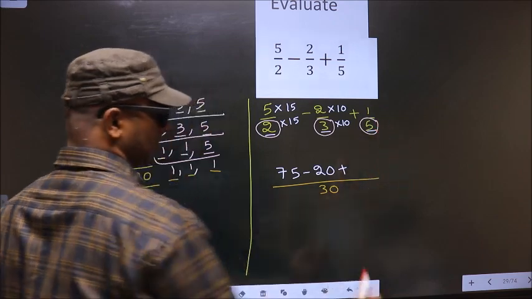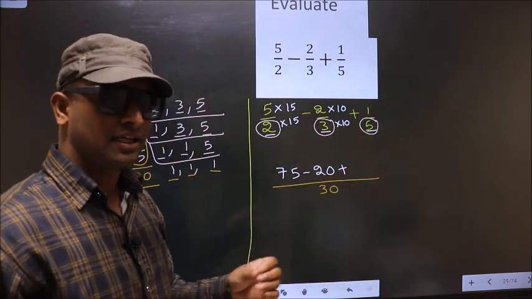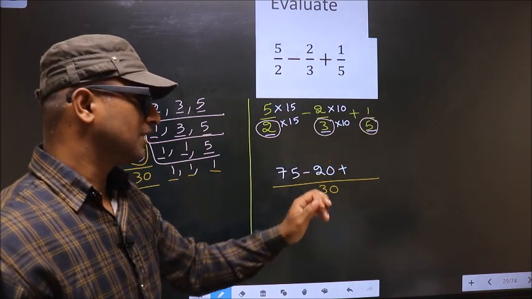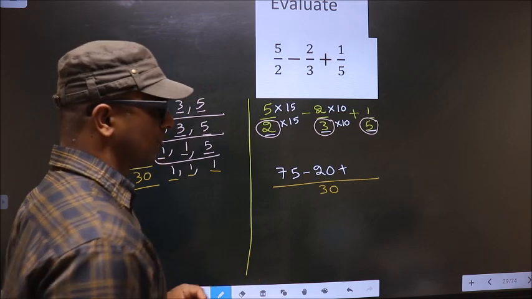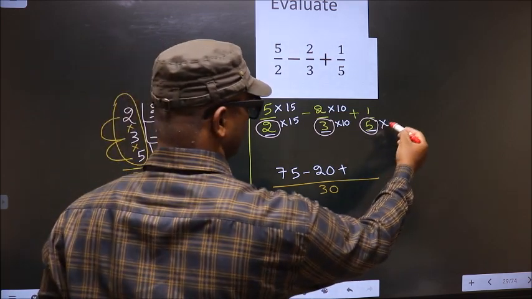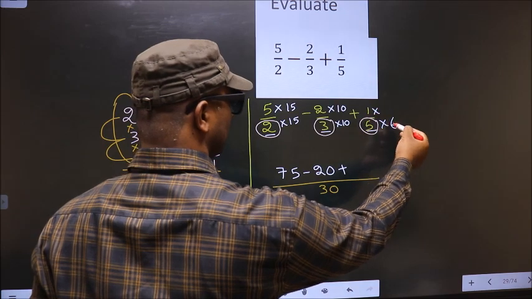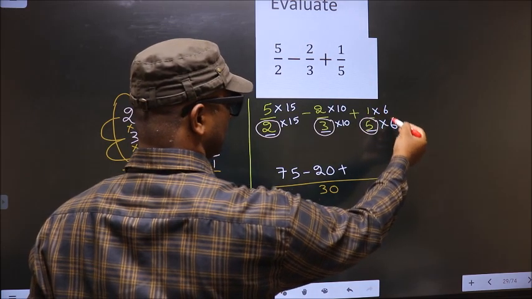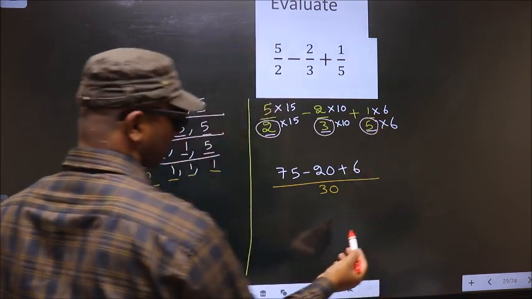Here we have 5. Here 30. Now 5 should change to 30. For that to happen, we should multiply by 6. Whatever number we are multiplying in the denominator, in the numerator also, we should multiply by the same number. So we get 1 into 6, 6.